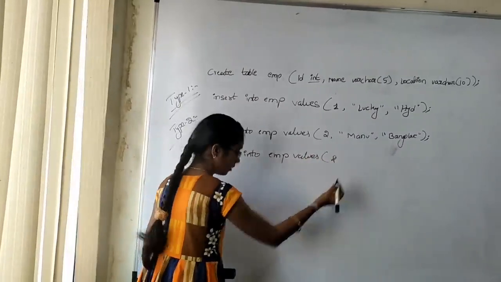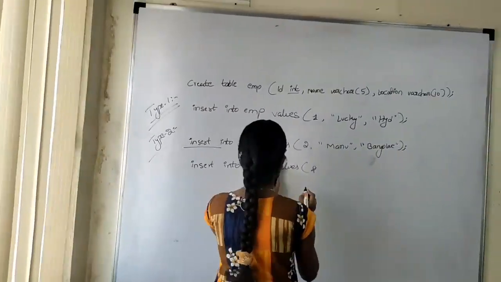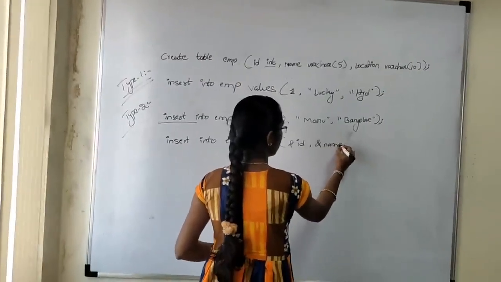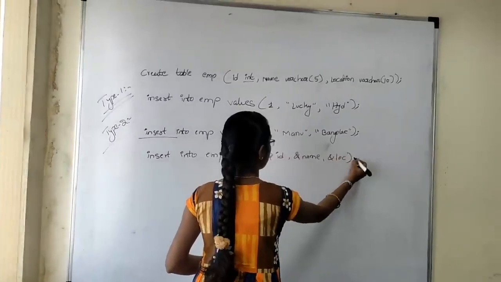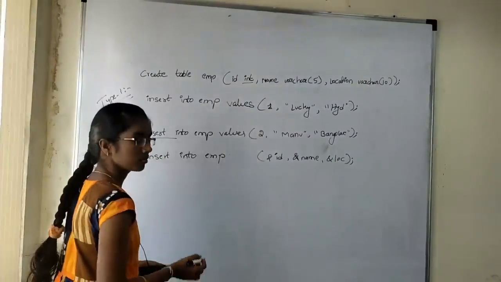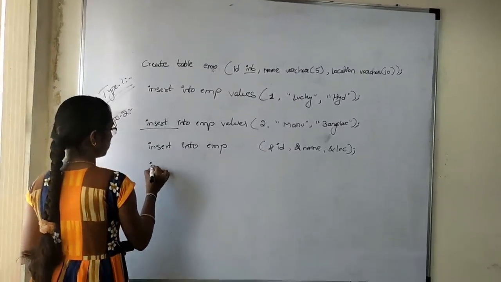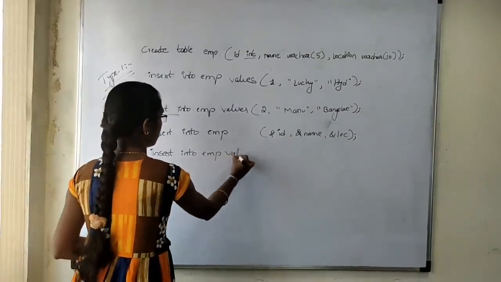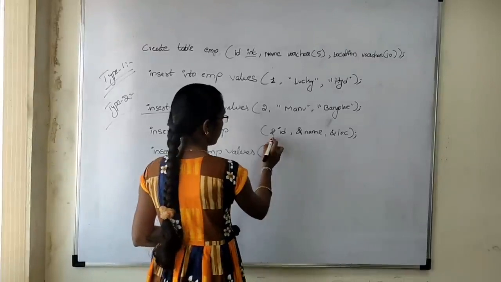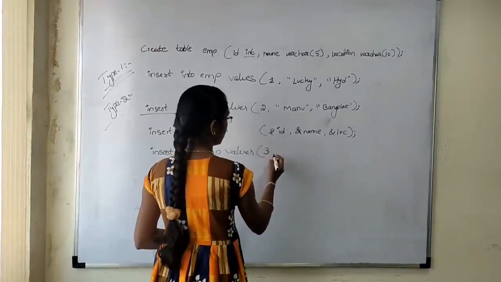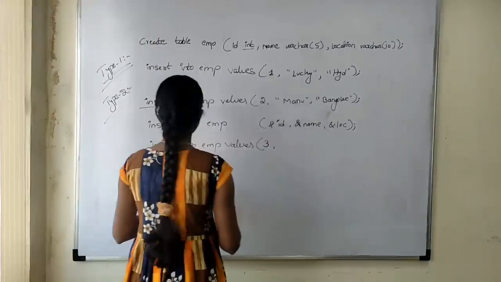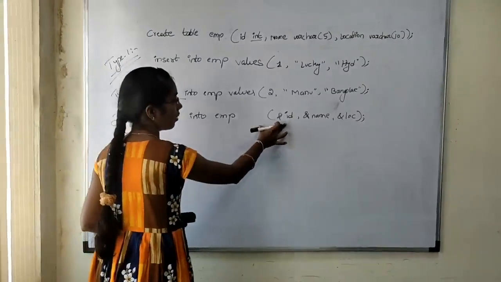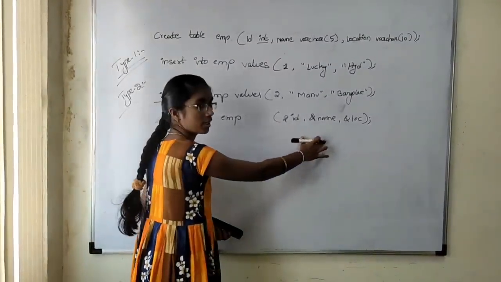insert into employee values, with ID, name and location. We need to mention it like this. And next, values like 3. Here we can use it this way: we are giving the ampersand, ampersand name and ampersand location, right?